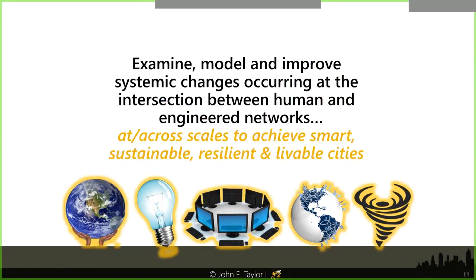So with all of that as background, we expanded our mission from just looking at understanding, analytically modeling, and trying to improve things that are occurring between human and engineered networks to really starting to look at that at different scales and across scales. So not just the building, but moving from the building to the community, from the road to the community, and from the community to the city, so that we can actually achieve smart, sustainable, resilient, and livable cities. And that requires actually pulling together all of the expertise from those 5 areas that I just described to you.